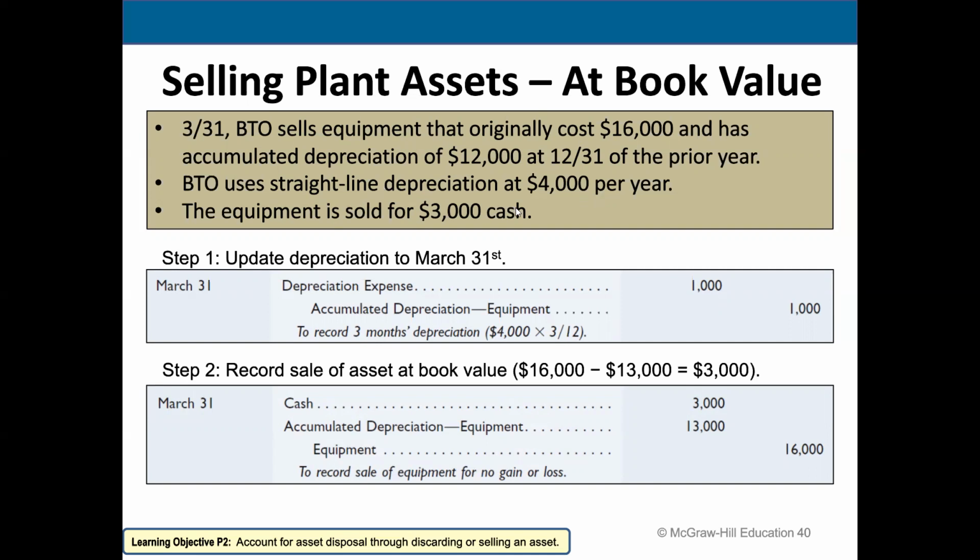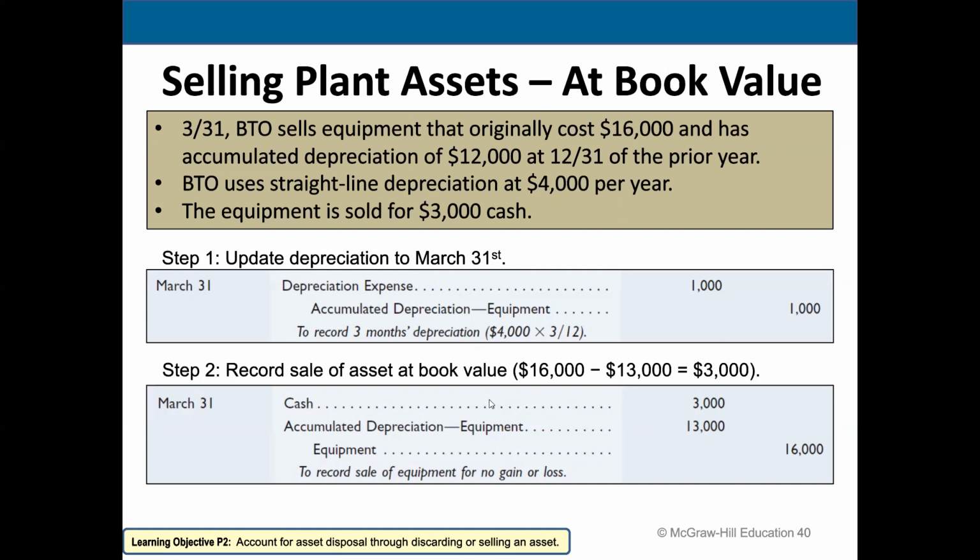All right, so a couple things. The first thing we have to do is update our depreciation to March 31st. So that's 3 months' worth. We know that we've been doing $4,000 per year. So $4,000 times 3/12 gives us $1,000 depreciation for this year up to the date of sale. So we'll do that entry. We'll debit depreciation expense, credit accumulated depreciation. So if the accumulated depreciation was 12,000 and now we've just credited another 1,000, the new balance will be $13,000.